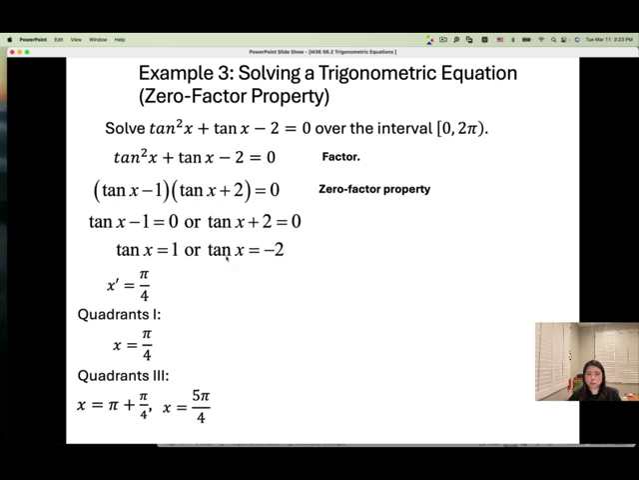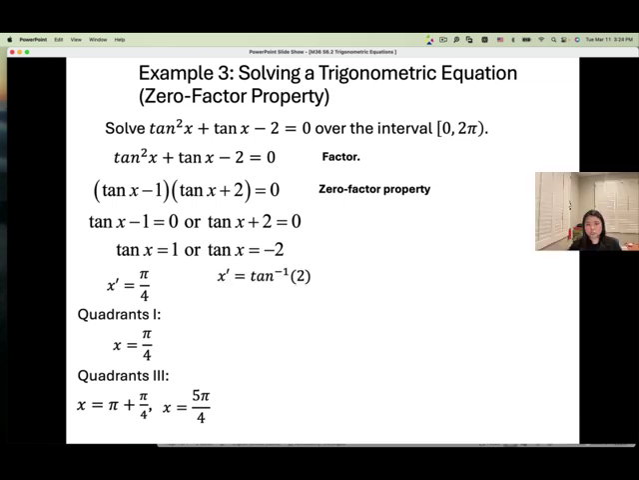Okay, how about this one? Tangent x equal to negative 2. We need to use the calculator to calculate this guy. So reference angle equal to tangent inverse of 2. Use your calculator. You're gonna get 1.10715. Make sure you change your calculator from degree to radian. Okay, we are looking for the radian. So tangent x equal to negative 2.